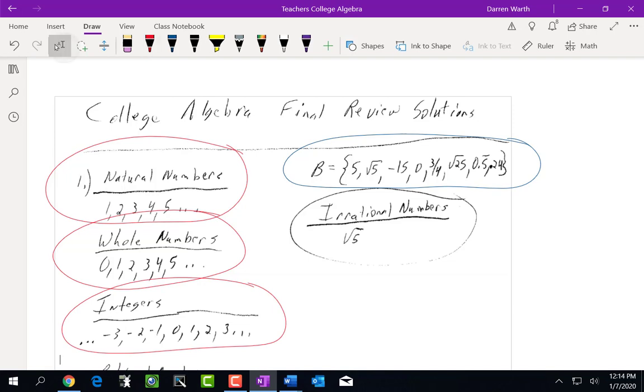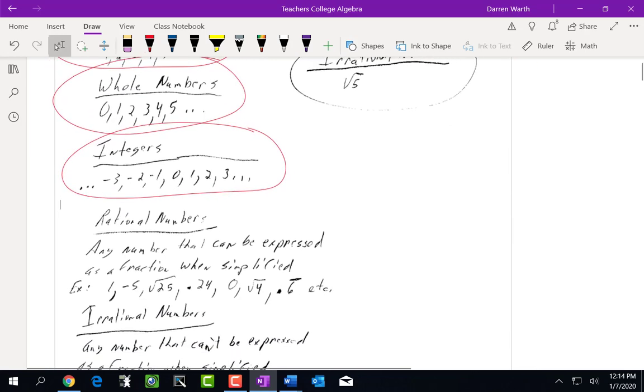And then you've got your rational numbers, and your rational numbers are any number that can be expressed as a fraction when simplified. So for example, if you look at this rational set here, 1 can be written as a fraction, 1 over 1, -5 can be written as a fraction, -5 over 1. The square root of 25 is also rational because it can be simplified down to 5. And then 0.24, of course, that's 24 over 100, and so on. So there's your list of rational numbers.